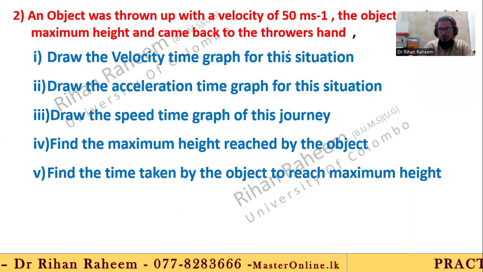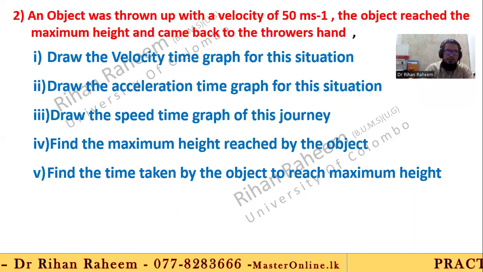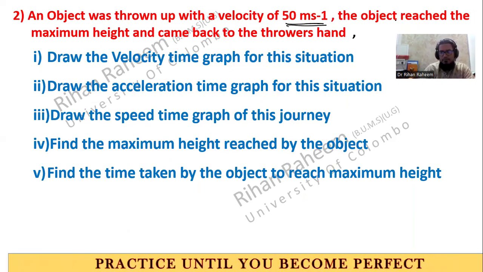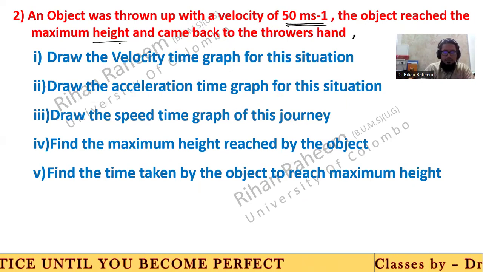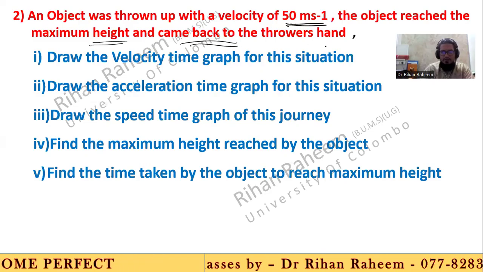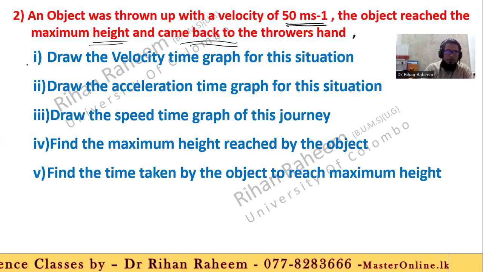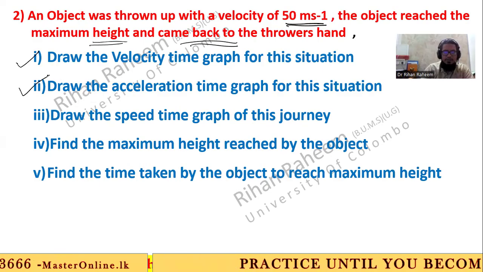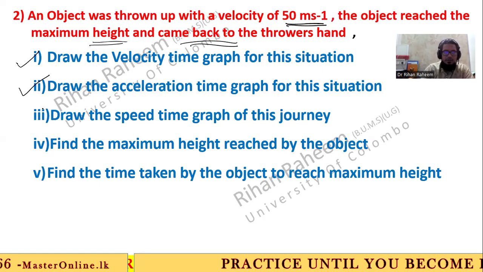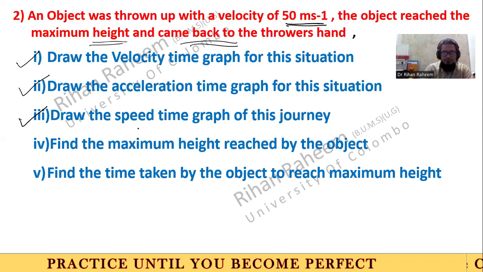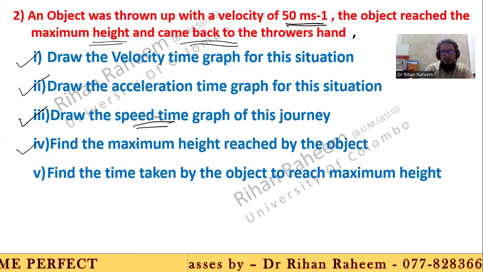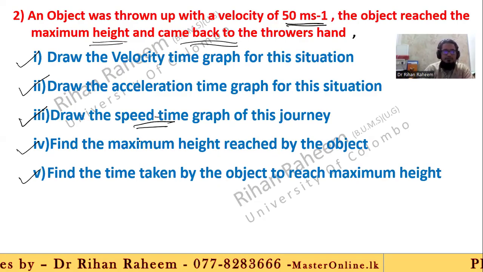The most important question for today: an object was thrown up with a velocity of 10 m s^-1. The object reached the maximum height and came back to the thrower's hand. Very good question. Draw the velocity time graph related to this situation. Draw the acceleration time graph. Draw the speed time graph. Find the maximum height reached by the object. Find the time taken by the object to reach the maximum height.